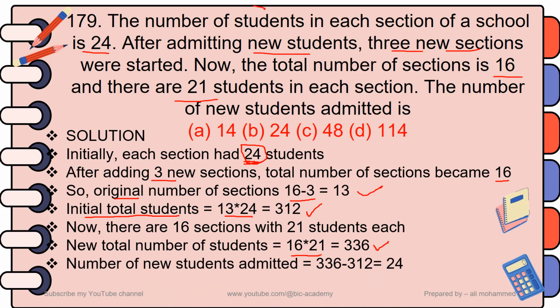So the number of new students admitted is the difference between the two, 336 minus 312, which is equal to 24. And the answer for this question is choice B. Choice B is the correct answer for this question.